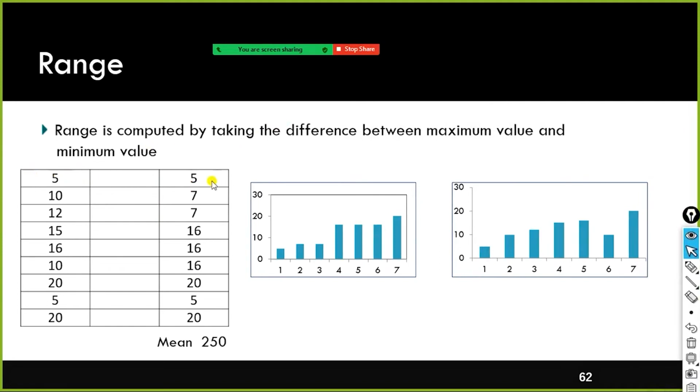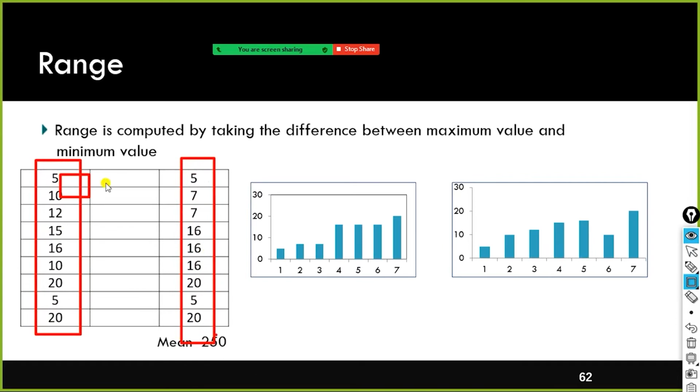Here 5 is there, 5 is there. Just because a few values are the same, that does not mean these two data sets are the same, isn't it? These two data sets are completely different, but there is some overlap. Here also 5, here also 5, and somewhere 20 is the 20, right? So only a few of the data points are the same, but in total these two data sets are different.